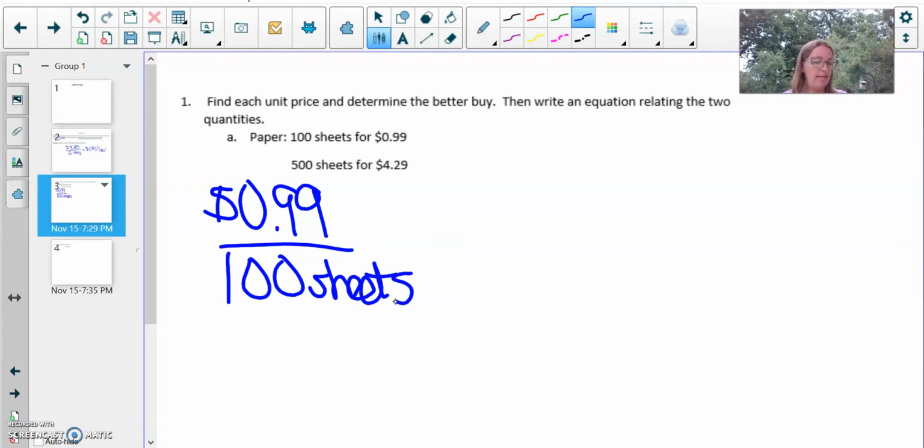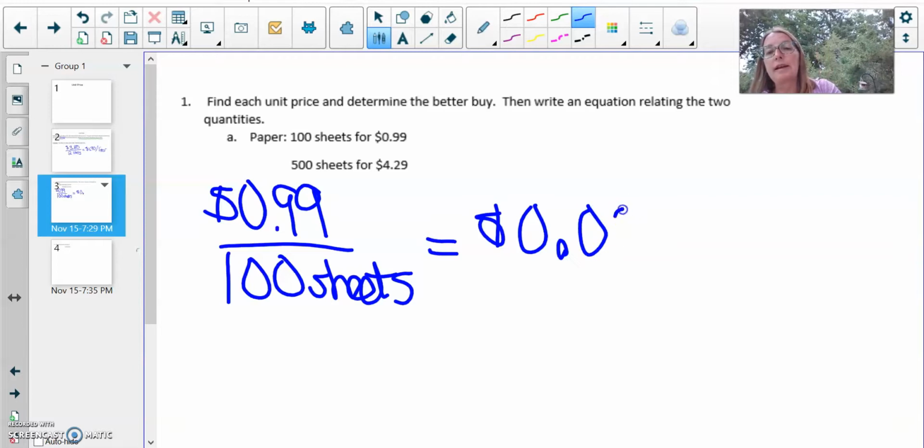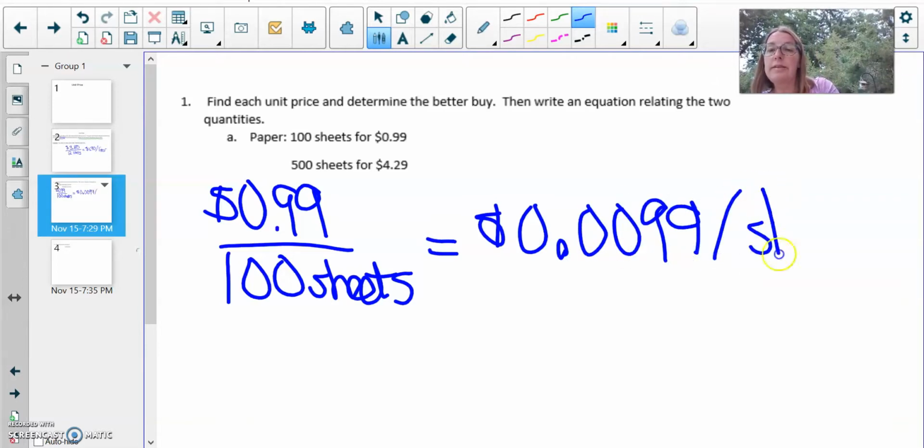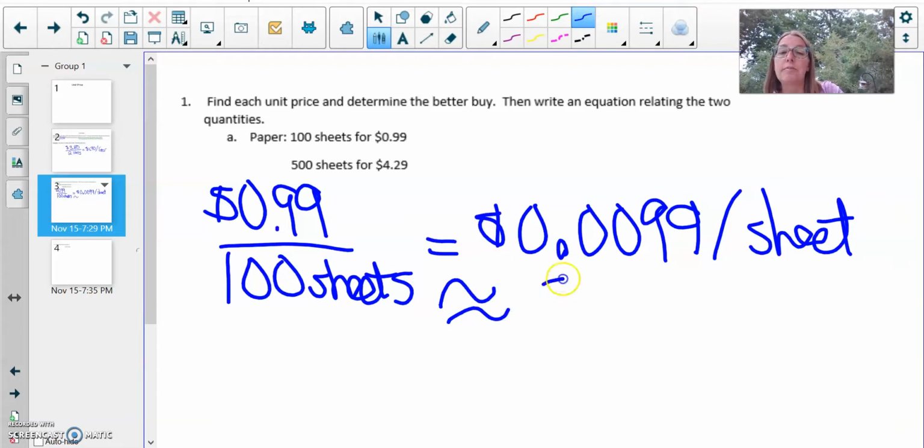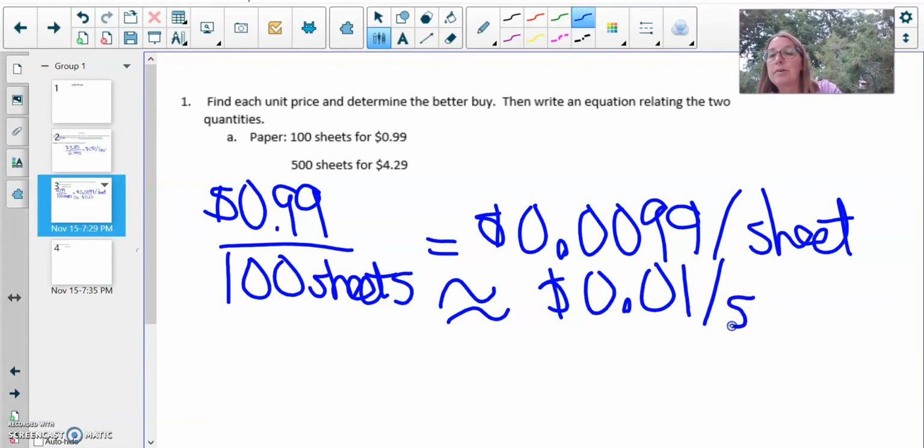When I divide that out, we're getting 0.0099 dollars per sheet. And in our money system, we would then round this, so it would be, with rounding, 1 cent per sheet.